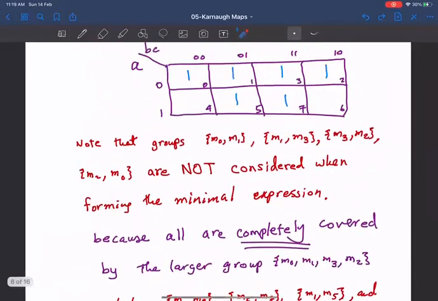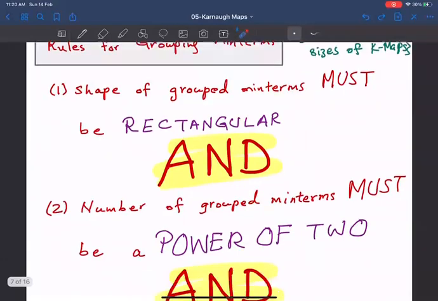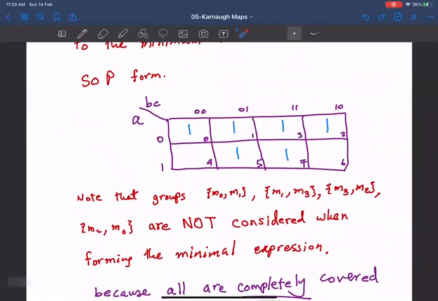Okay, so you haven't paid attention here because I have already discussed your question. Pay attention now. The reason why we didn't take this and this is that they are contained in this larger group. If something is completely covered by a larger group, then you don't take it, because it will introduce redundancy in your function. So these are the golden rules. If you do that, you're violating rule number 3 here. Rule number 3 says: the rectangle of the group must not be completely contained inside a larger rectangle satisfying 1 and 2 above. So in your example, if you take 0 and 1, it is already contained inside of the big rectangle here. Do you see that?